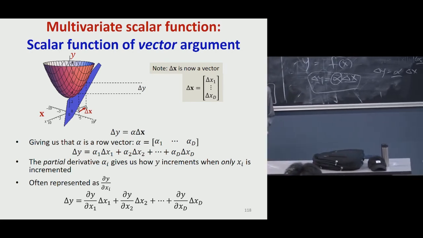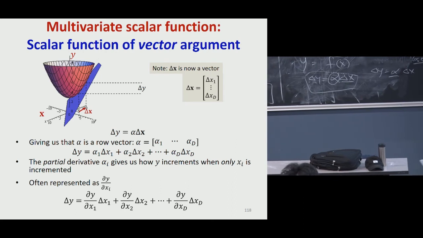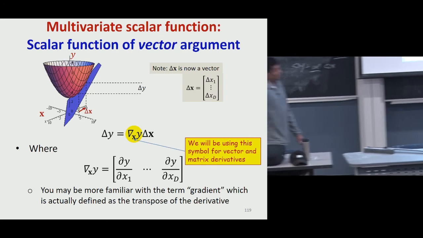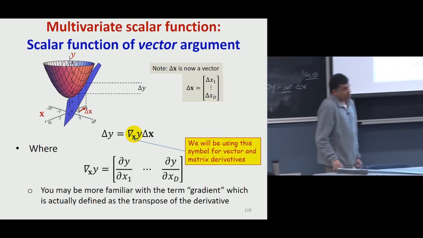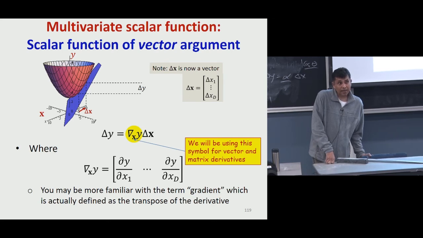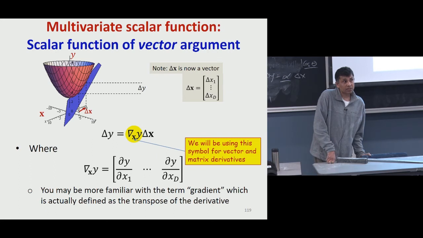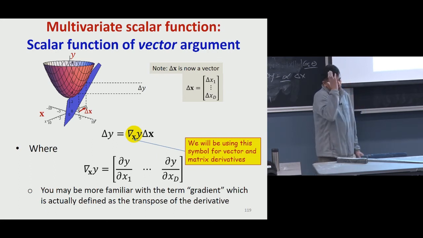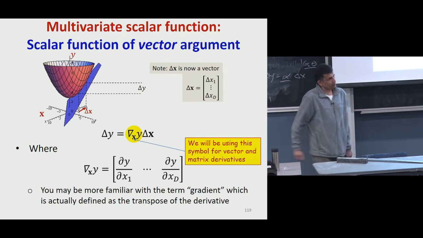Right? Now this is important. We're going to use it all the time. Now terminology. The derivative itself is a row vector, but you're probably more familiar with the term gradient. The gradient, by definition, if you're representing the inputs as column vectors, is the transpose of the derivative. So the gradient is going to have the same dimensionality as x itself. Okay?